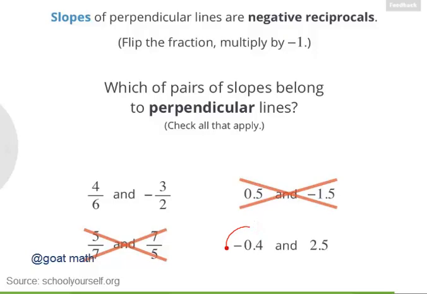And down here, -0.4 is the same as -2/5, and 2.5 is the same as 5/2. So these two numbers are negative reciprocals, meaning lines with slopes of -0.4 and 2.5 are perpendicular. Again, this was a tricky question, so nicely done.